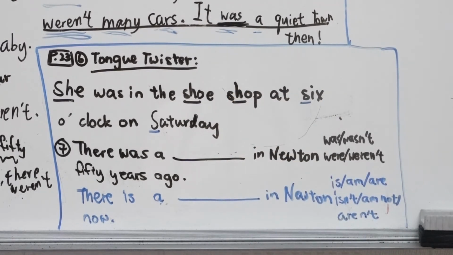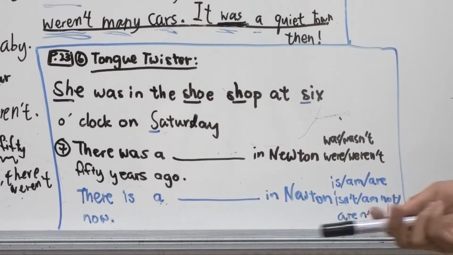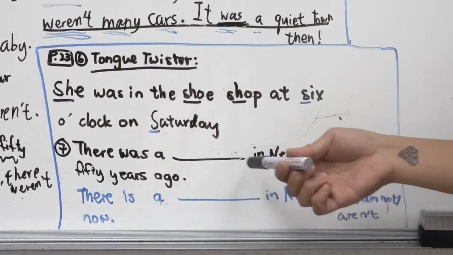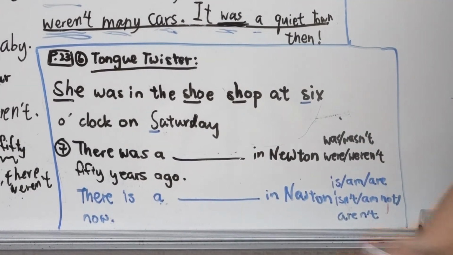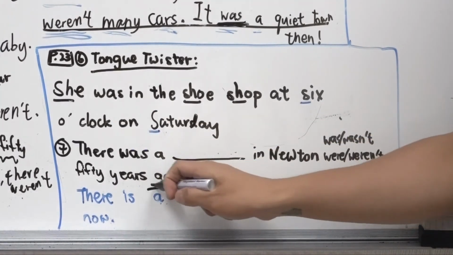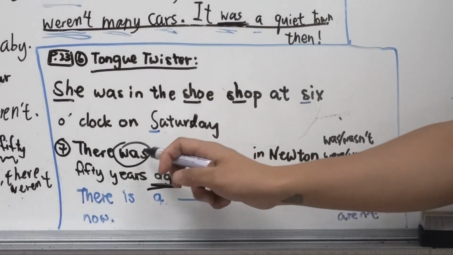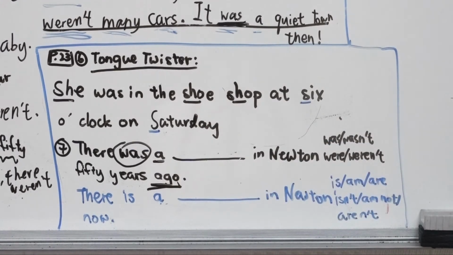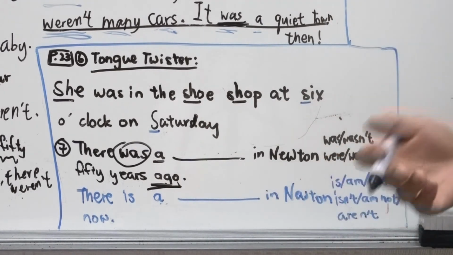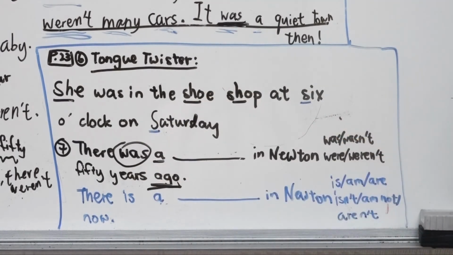Alright, so now let's go to part 7. In part 7 we are using "70 years ago" again. So there was something in Newton 50 or 70 years ago. Ago means in the past, so we need to use was. If this thing did not exist 50 years ago, we use wasn't. If it's more than one, we say there were. But if we didn't have them, or not a lot of them, you say there weren't.